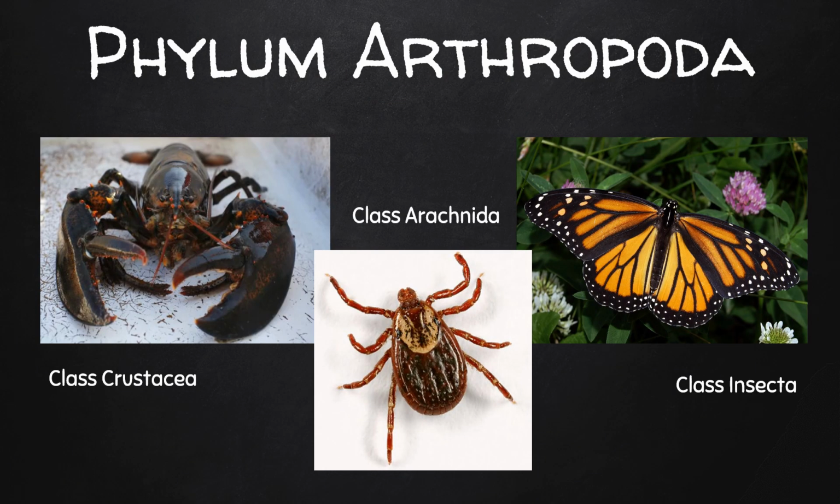Phylum Arthropoda is made up of animals with segmented bodies and jointed appendages. These can be divided into three main classes. Lobsters and crabs are in class Crustacea. Spiders and ticks are in class Arachnida. Bees and butterflies are in class Insecta.